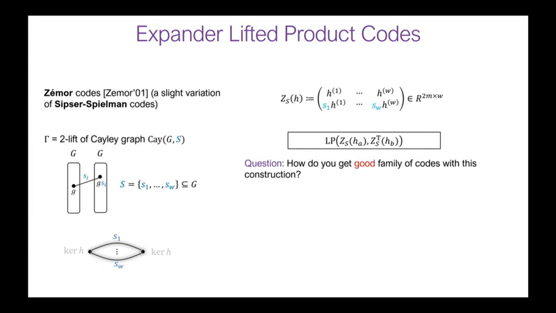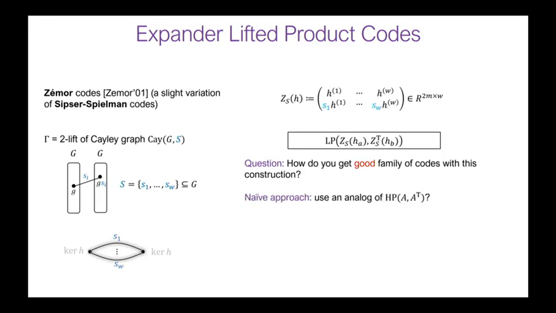But the main question: how do you get a good family of codes? It is trivial to show that such codes have constant rate under some special conditions, just by counting the number of X and Z checks. But what about the minimum distance? How do you get the minimum distance?